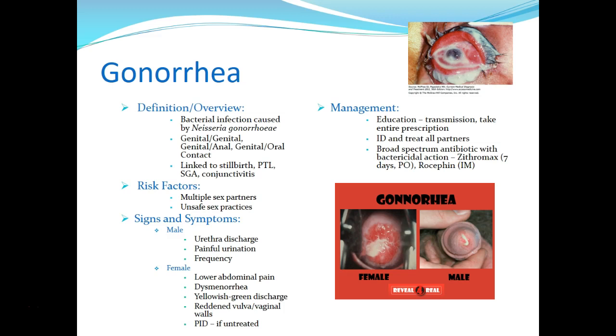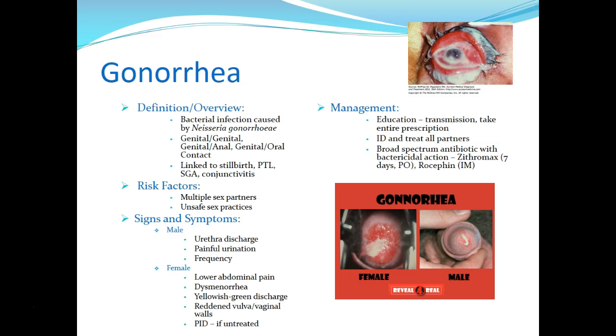And men often have a discharge from the urethra. They often have pain on urination and they have frequency with urination as well. Females might experience a lower abdominal pain. They might experience pain with their periods or dysmenorrhea. They have a yellowish green discharge, and upon exam, you may find that the vulva and the vaginal walls are very reddened. If gonorrhea is left untreated, it can cause pelvic inflammatory disease, which can ultimately cause infertility.